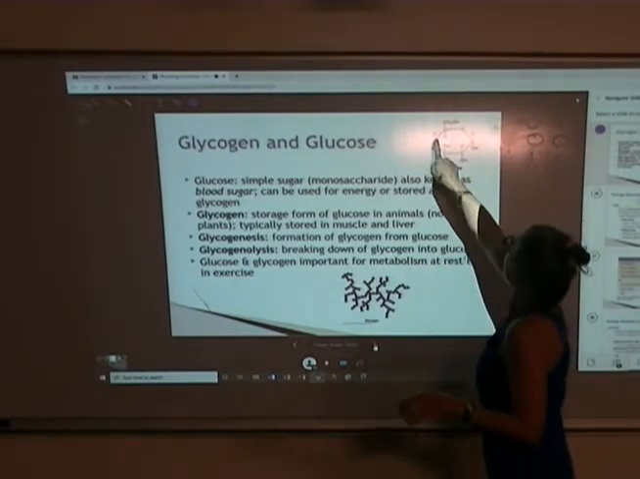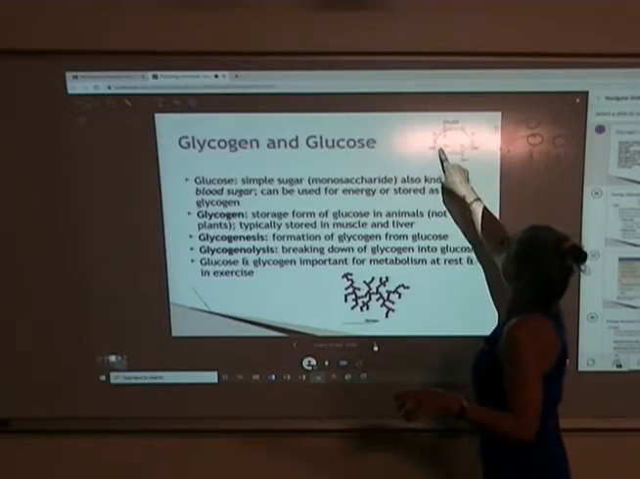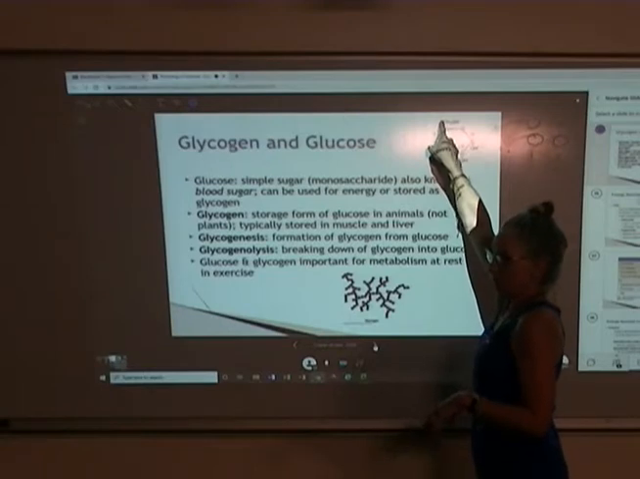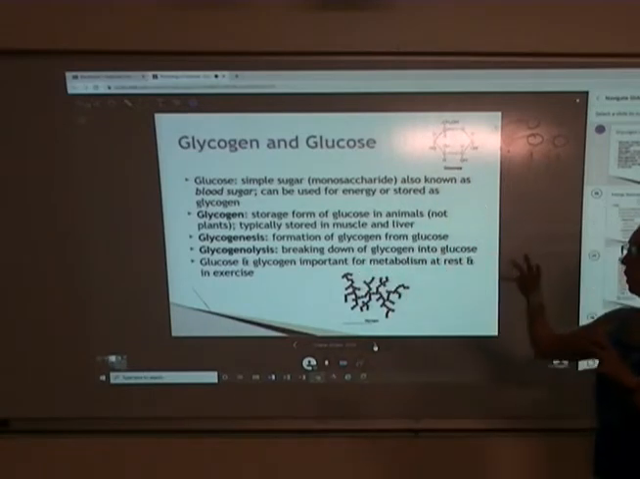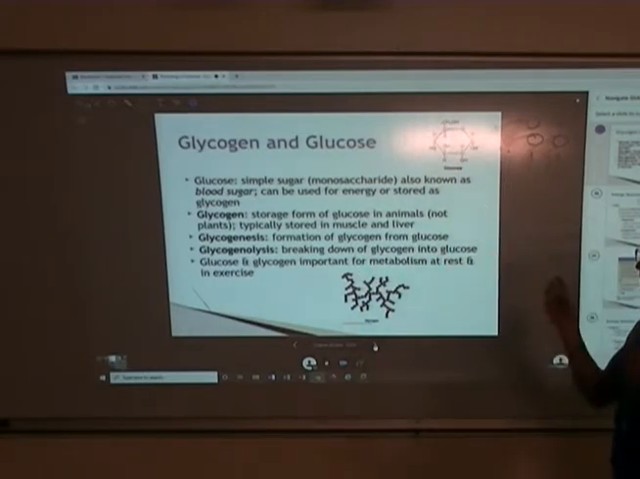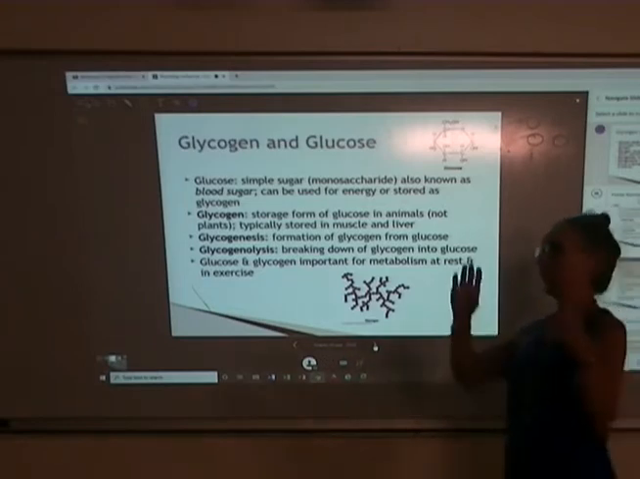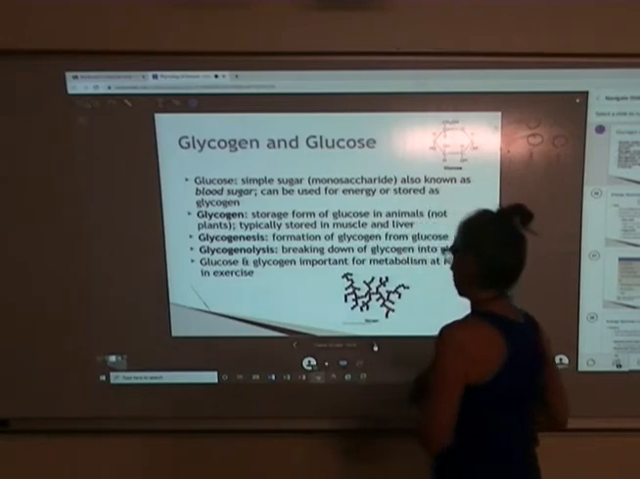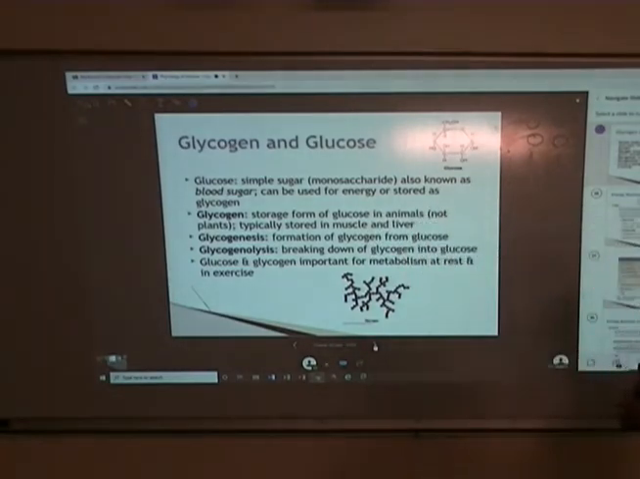So we've got 1, 2, 3, 4, 5 here and another carbon on the extension. So the fact that glucose has 6 carbons is important later on, okay? We'll come back to the 6 carbons. So glucose is a simple monosaccharide.